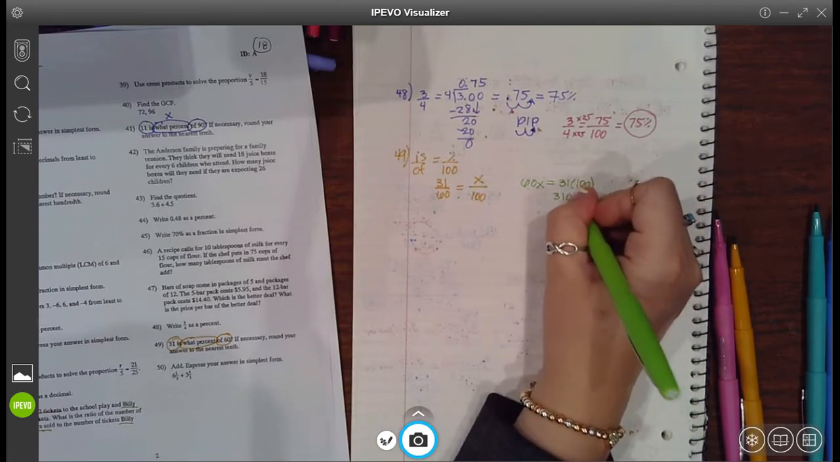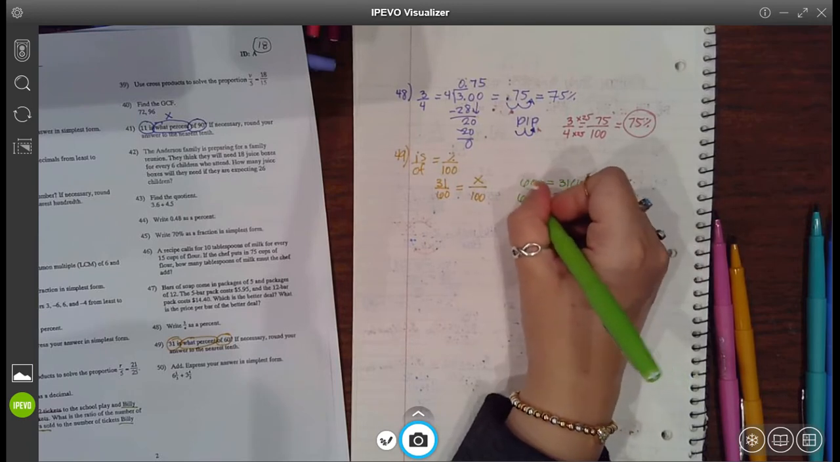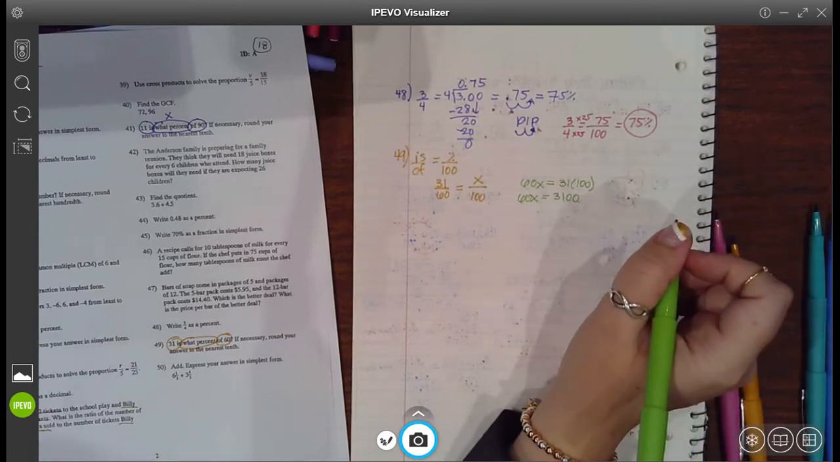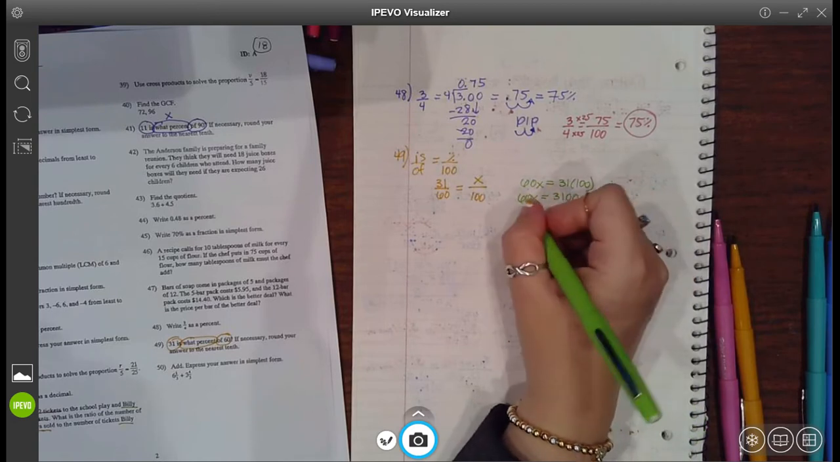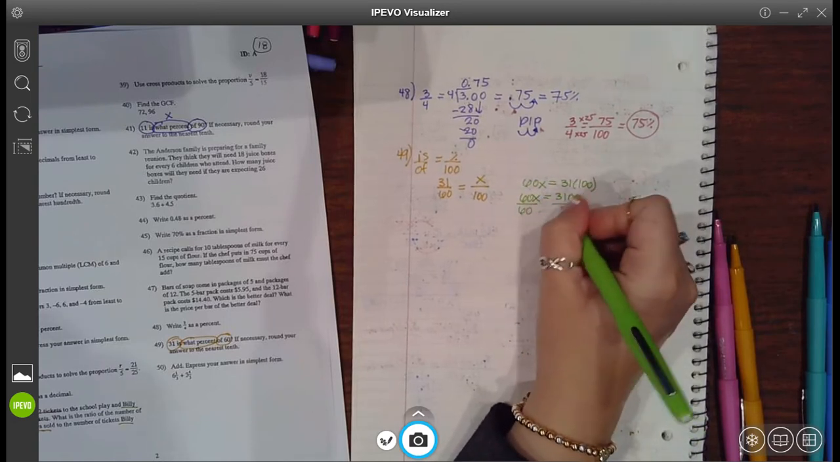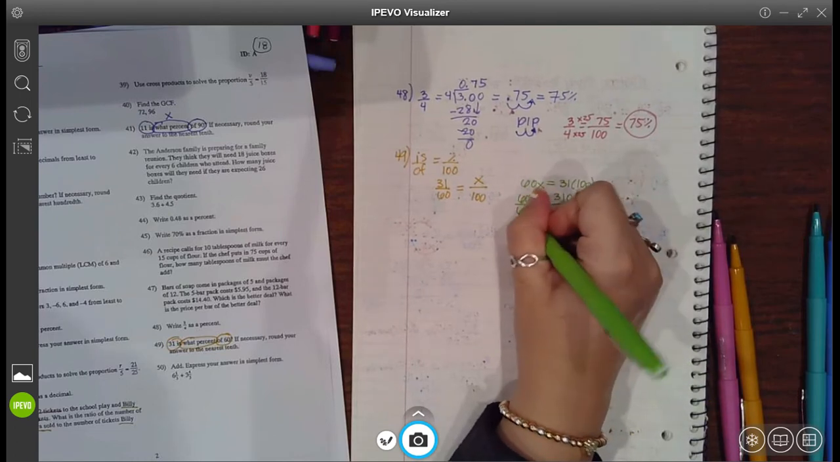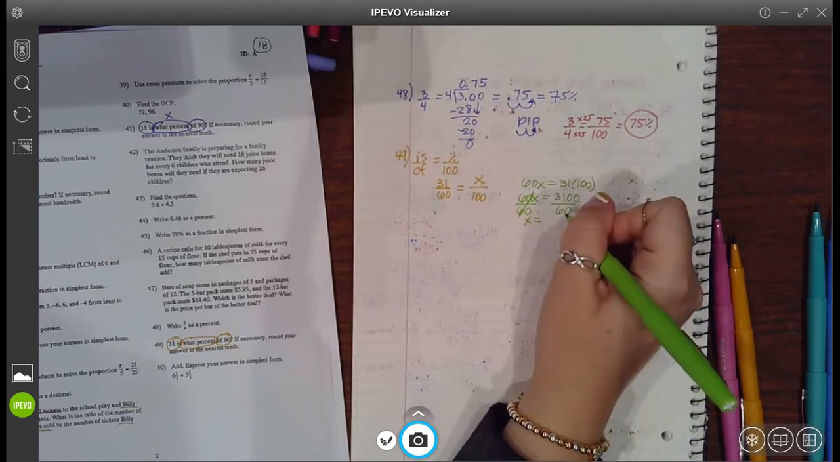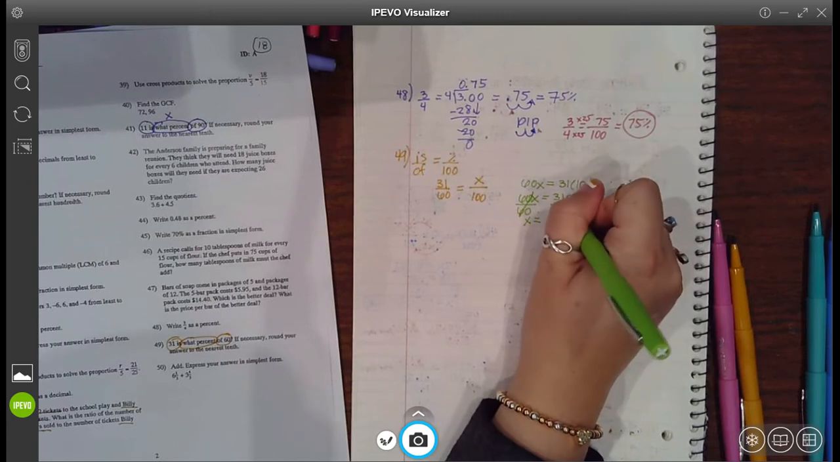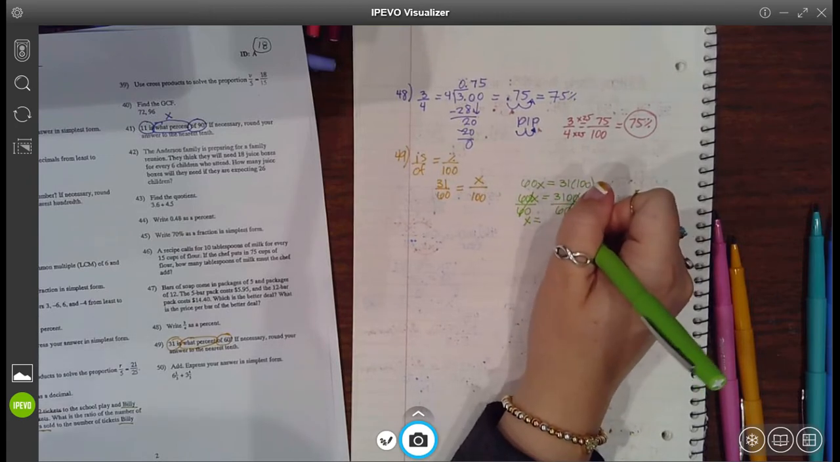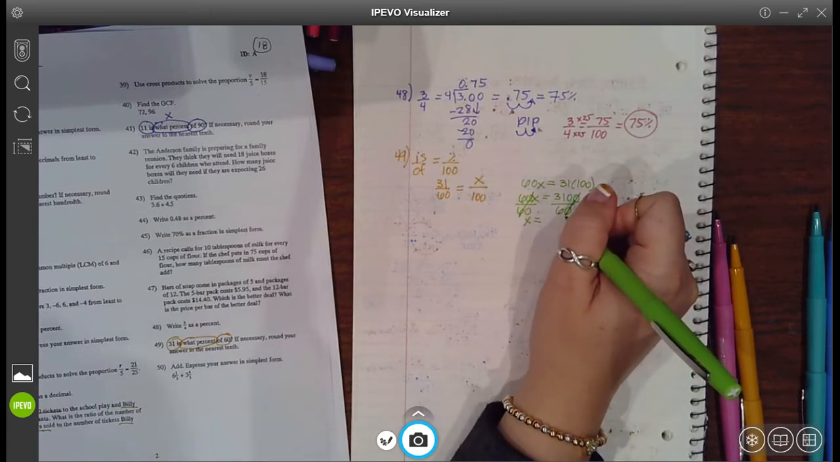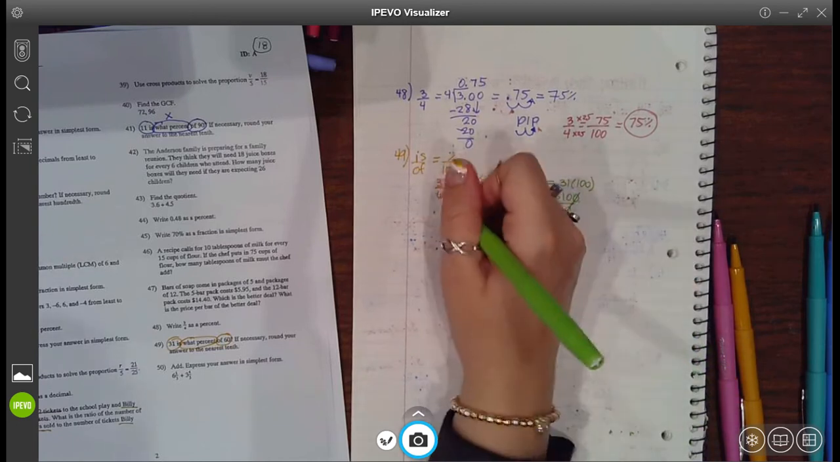31 times 100 is 3,100. And to get x by itself, I'm going to divide both sides by that number in front of x, which is 60. Because 60 divided by 60 is 1, so now you have 1x. And whatever you do to one side, do to the other. Those zeros cancel, so now you just have 310 divided by 6. That might be a little bit easier. Go ahead and pause it, work it out.